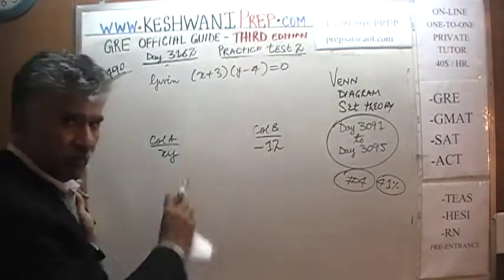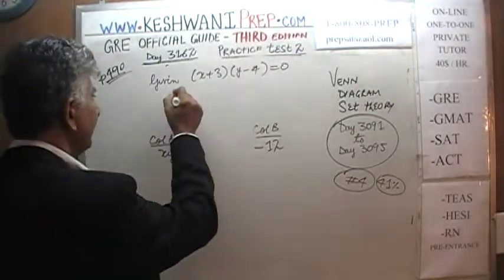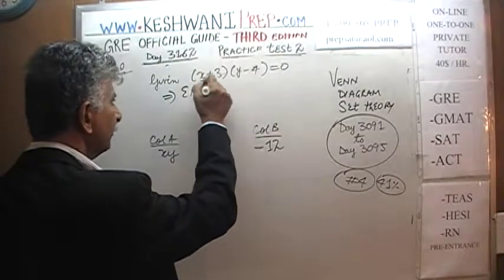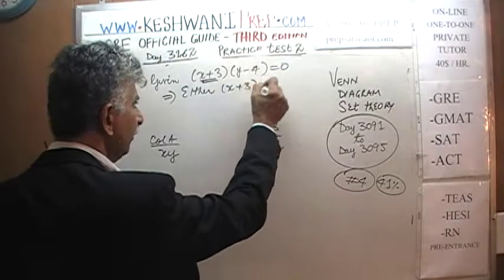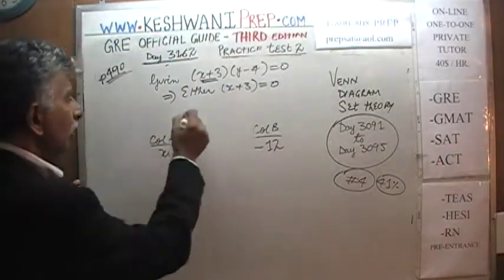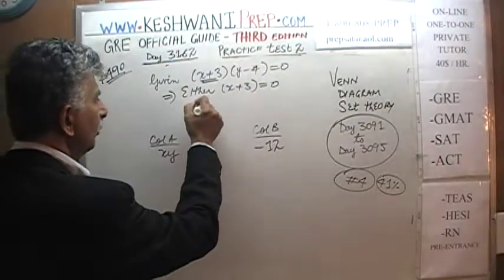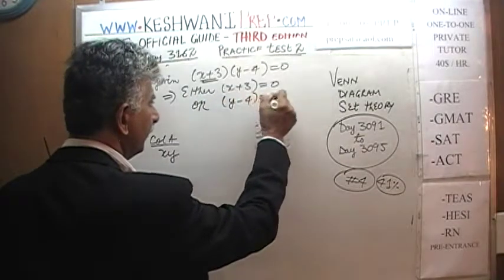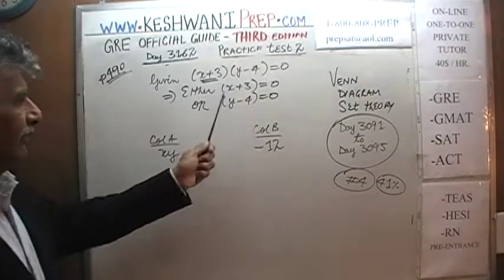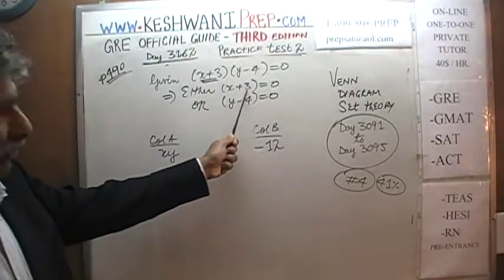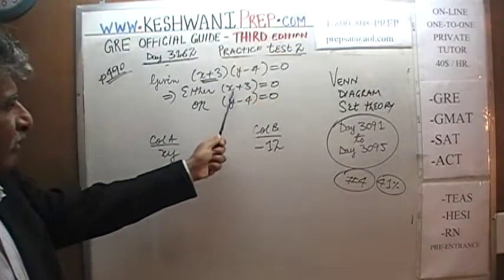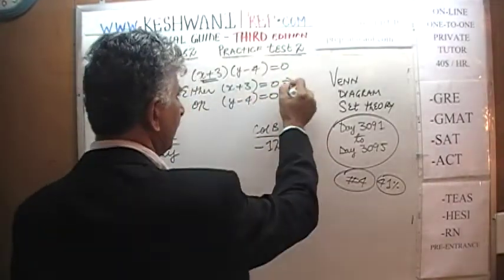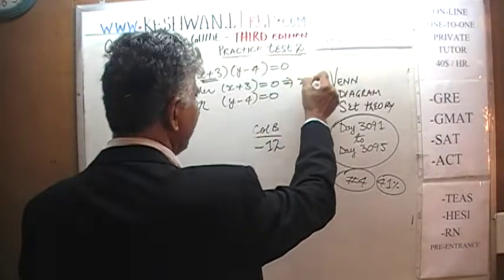So let's do it properly, shall we? Here what this implies is that either the first quantity, x plus 3, is equal to 0, or the second quantity, y minus 4, is equal to 0. If it turns out that the first quantity is 0, x plus 3 is equal to 0, then what that implies in turn is that x must be negative 3.